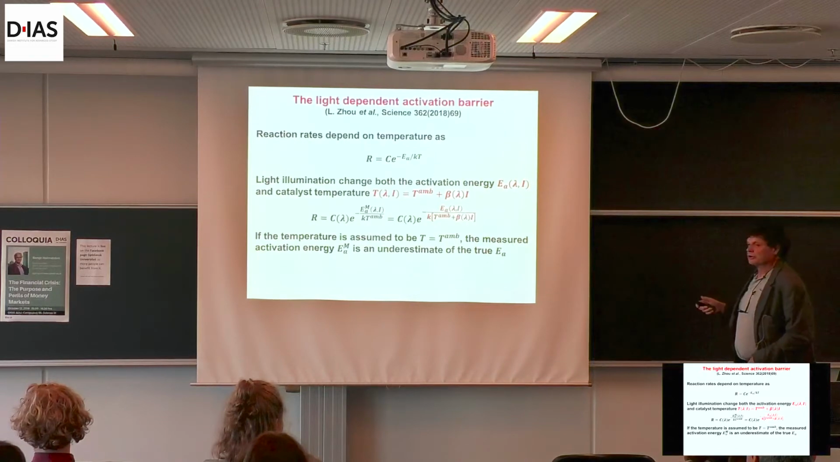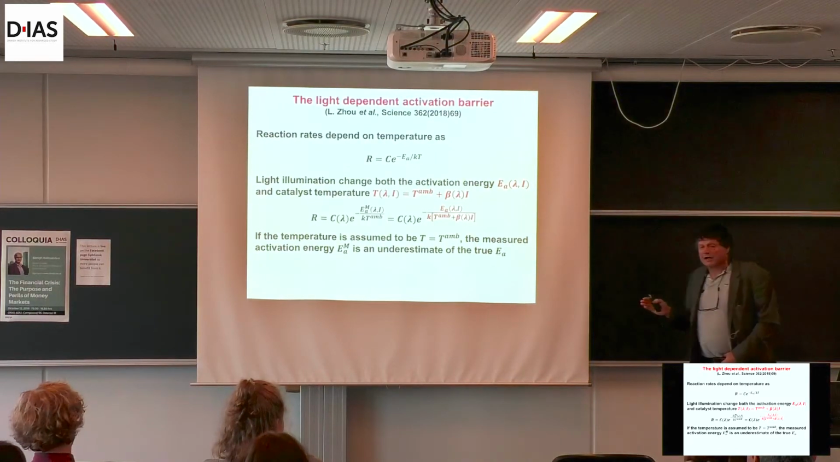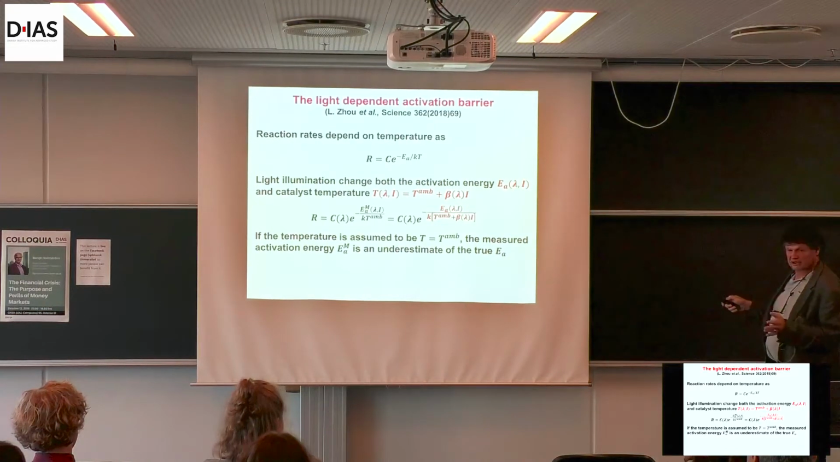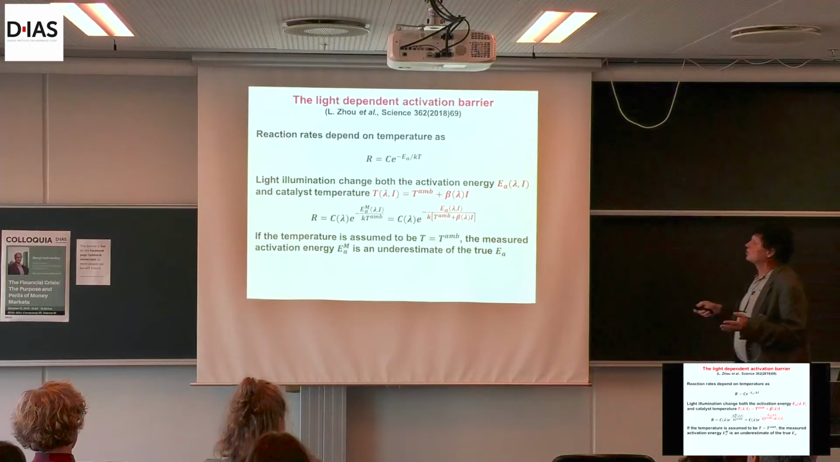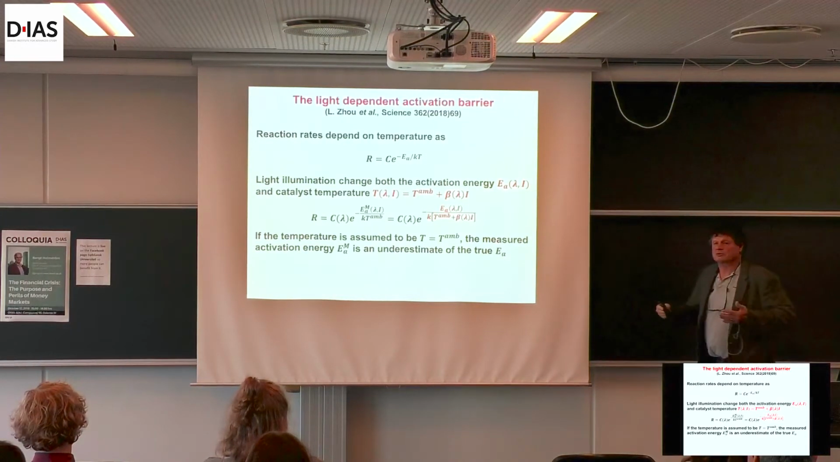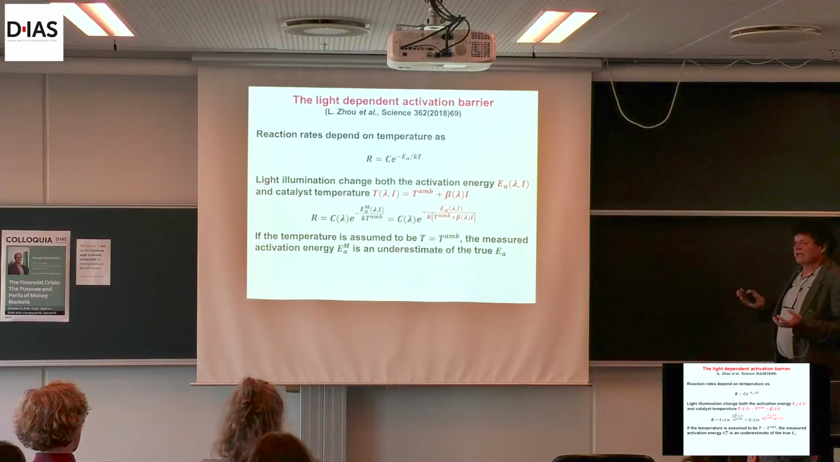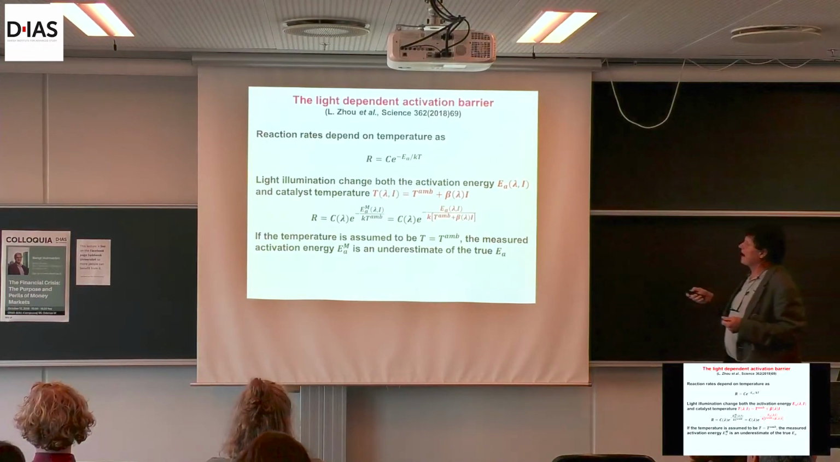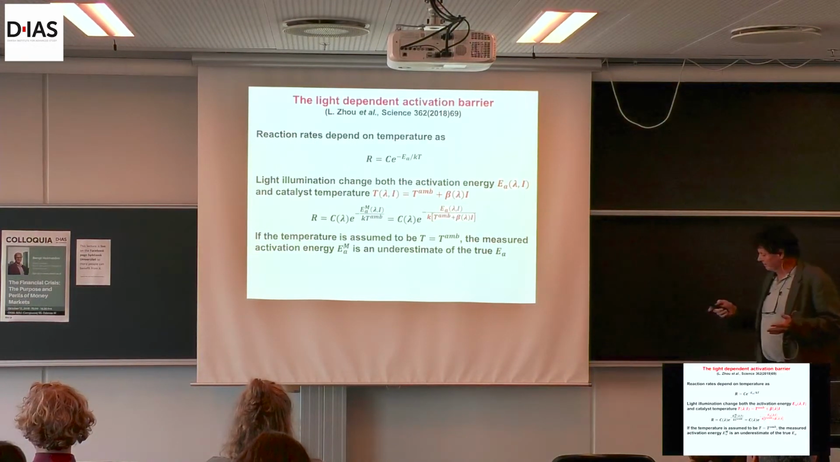you have the temperature. Now, if you illuminate a nanoparticle, you have two effects. You are going to change the activation energy, I will show that very soon, but you're also going to change the temperature of the reactor because you have light absorption. So the question is, how can we isolate these two effects? The effect on the energy barrier and the effect of the temperature.